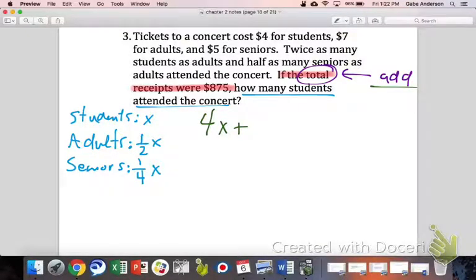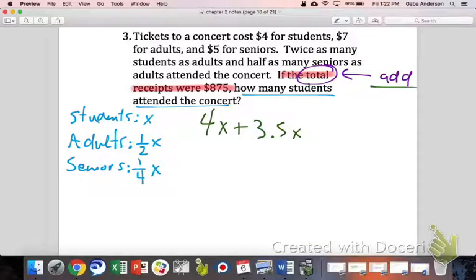Now there were 1/2 X adults, and they paid $7 each. So how much did we get from adults? $7 each, but there's 1/2 X of them. 3.5X. There you go. 7 times 1/2, right? Yeah. So it'd be 3.5X. Very good. We're just multiplying the cost of a ticket times the number of people that went.